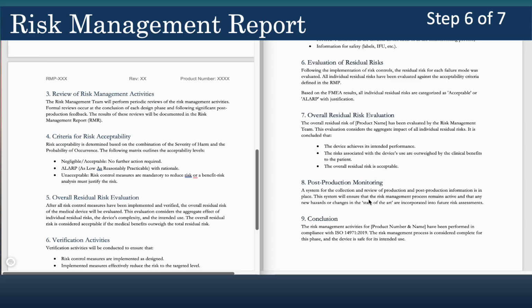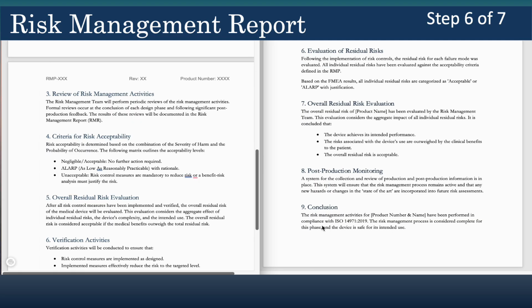The system will ensure that the risk management process remains active and that any new hazards or changes in the state of the art are incorporated into future risk assessments. So you have a process in place that will take care of that. And then you will probably review that during your management review or any other times as needed. Of course, complaints review, that's a different discussion, but I'm just giving you some ideas.